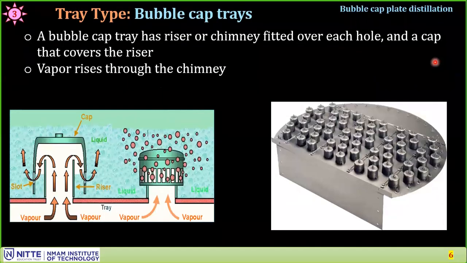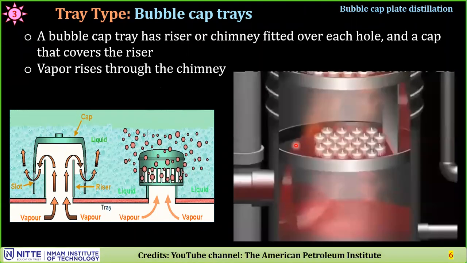Alright, the second type, bubble cap trays. So this is a bubble cap tray. You have the cap over here. You have a fixed mechanism. Here a bubble cap tray has a riser or a chimney. This particular portion is called a riser or a chimney. This is the cut section. The external section view looks like this. You have perforations over here through this cap through which the vapor can come out, but liquid cannot flow inside.